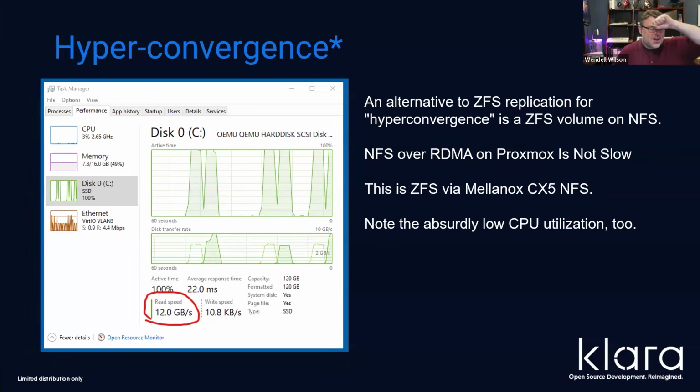This is NFS over RDMA on Proxmox. It is not slow. That is 12 gigabytes per second. That is saturating the 100 gig Mellanox CX5 that was in the machine at 3% CPU utilization. Yeah, you don't have to scale out to be fast. You can scale up. NVMe is awesome. Yes.